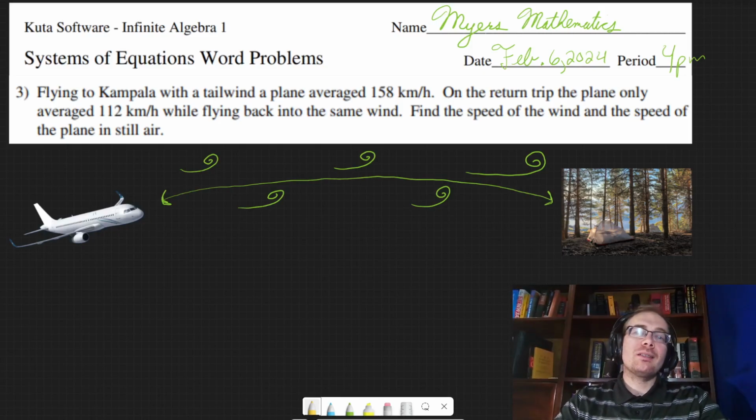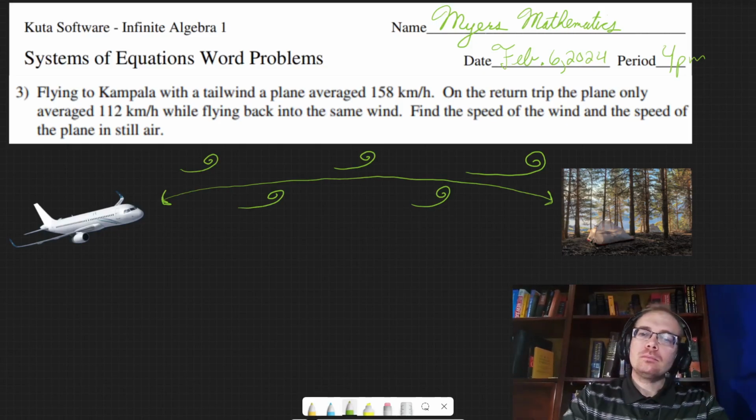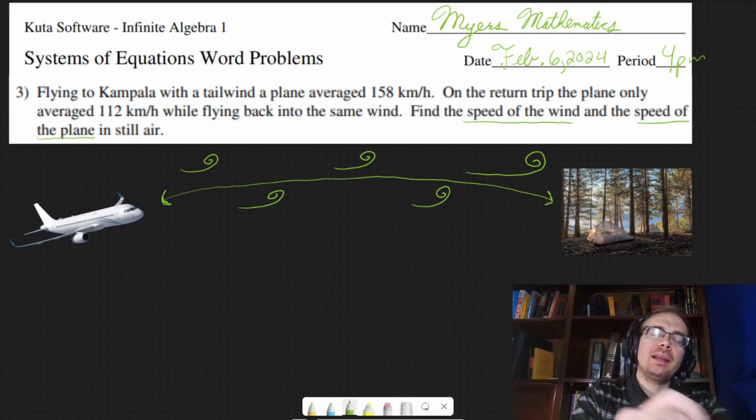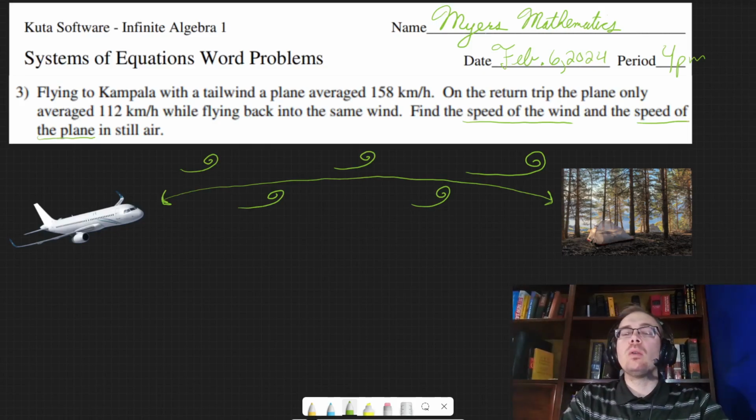So we're going to figure out the speed of the wind, and the speed of the plane in still air. Like what would the readings on the plane say if we were just looking at the readings of the plane and the plane was telling us that it was going a certain speed?